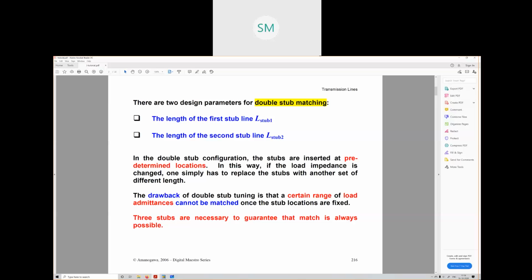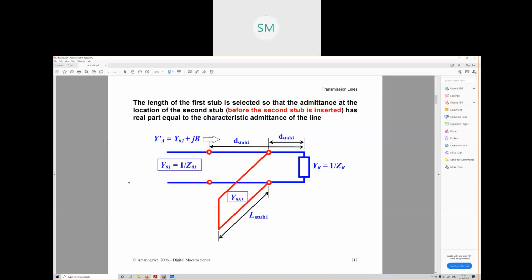If we change the load impedance and it is possible to match the new load impedance, what we need to do is simply change L stub 1 and L stub 2 and we can match it. Is it clear? And note a drawback. A certain range of load impedances cannot be matched. Three stubs are necessary to guarantee it, but two stubs cannot.